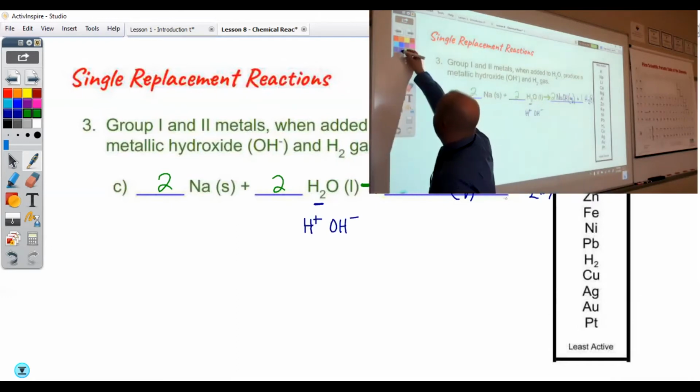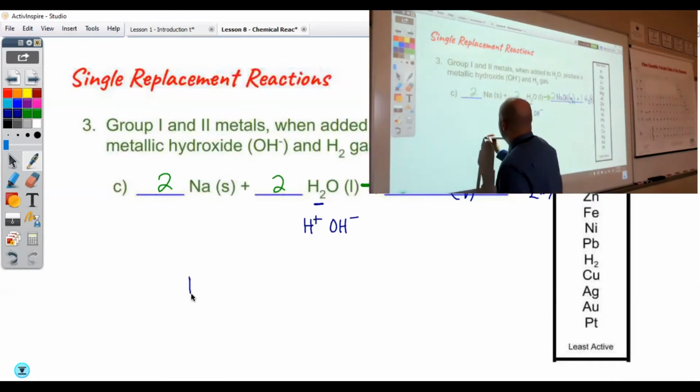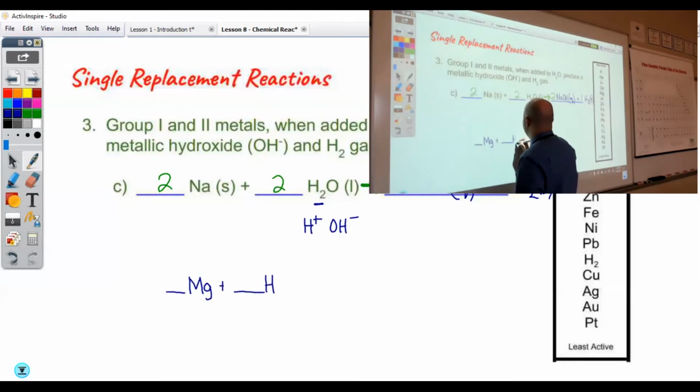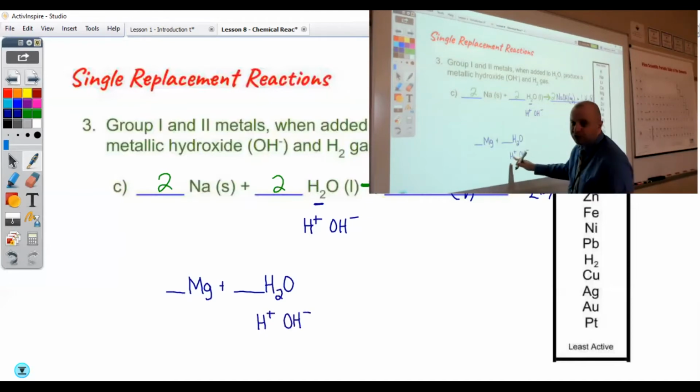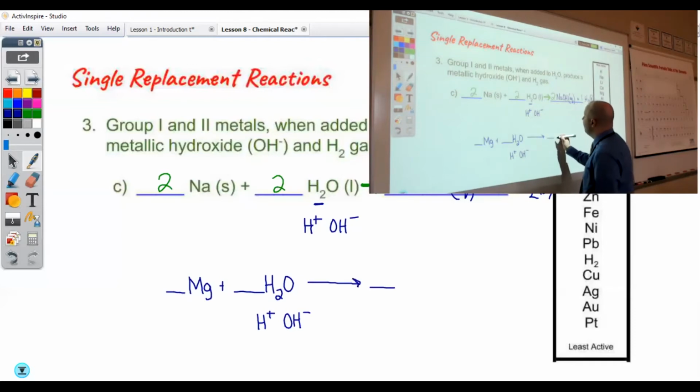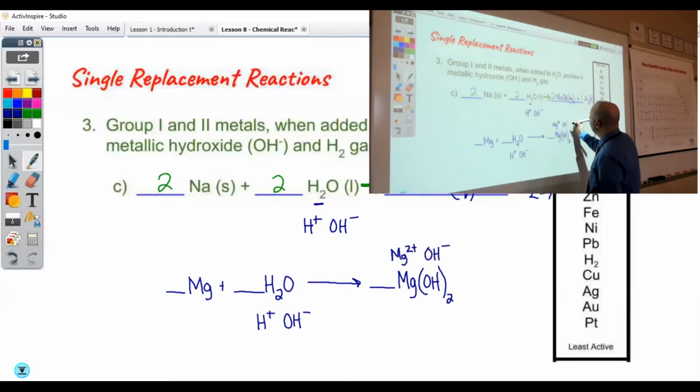So for example, if we were to see magnesium react with water, same thing here. We would still want to break this up so it looks like H plus and OH minus, even though it doesn't officially break up, but it helps us to figure out what our products are going to be. So we would have magnesium hydroxide. Magnesium is 2 plus, hydroxide is 1 minus, which is why we need 2 copies of them.